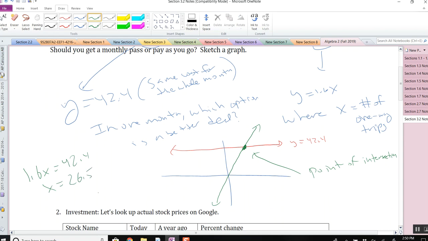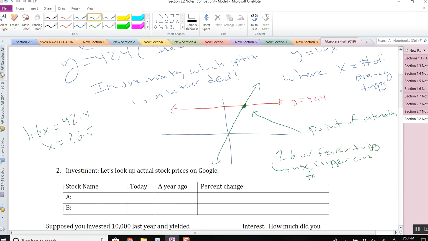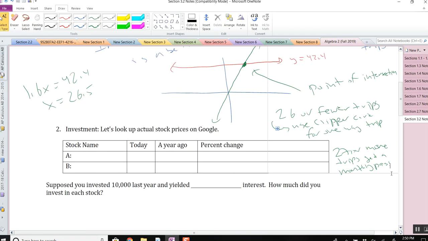So it looks as though 26 or fewer trips, just use the Clipper card for one-way trips. 27 or more trips, get a monthly pass. So that's kind of the moral of the story, is trying to figure out which one's a better deal. And we use our knowledge of linear functions and graphing and points of intersection to help us figure that out.